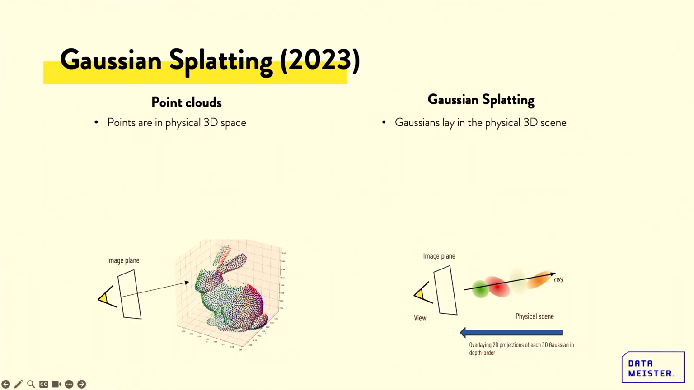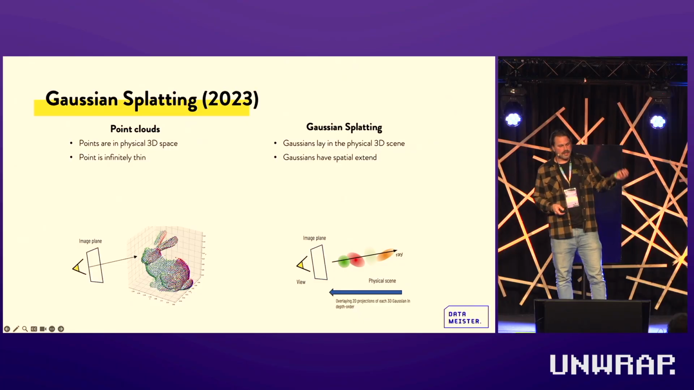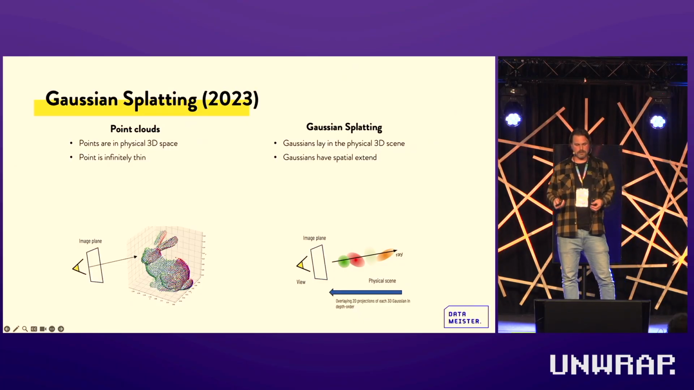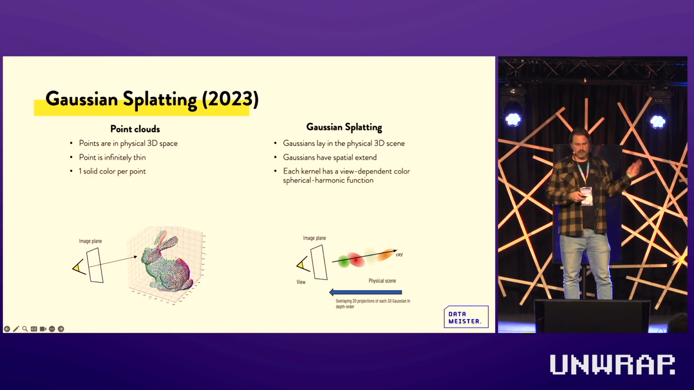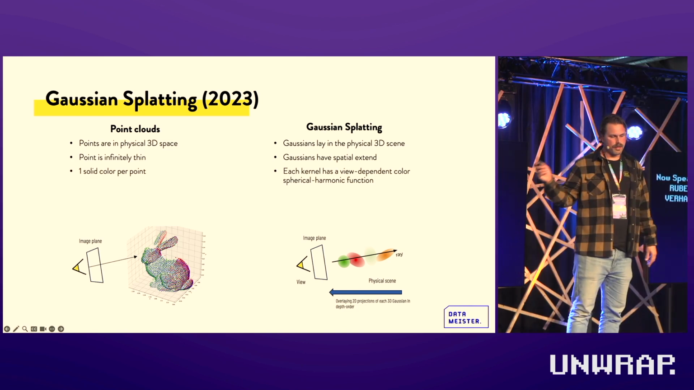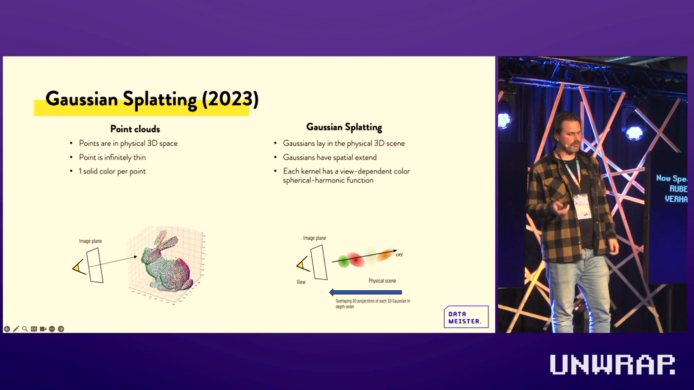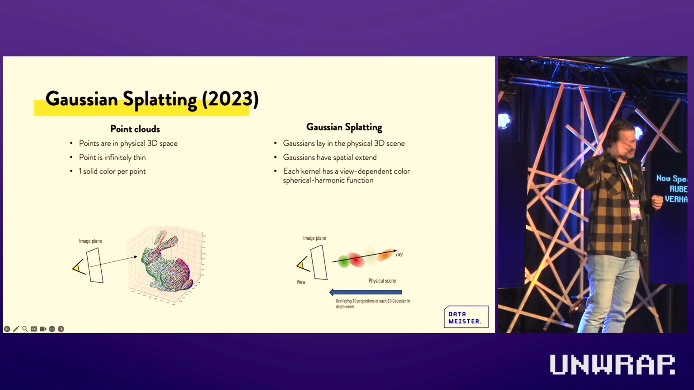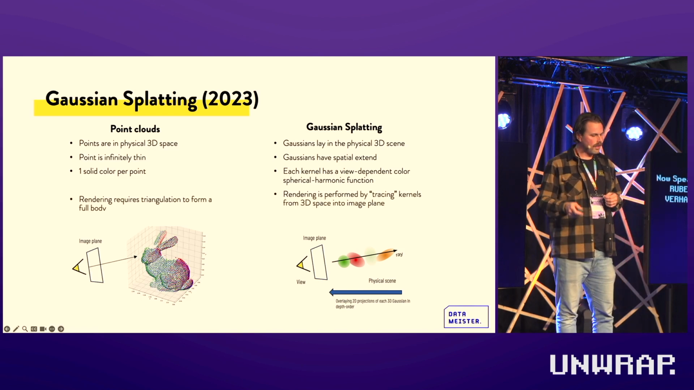Okay, so to recap, to reiterate, the difference between point clouds and Gaussian splats: the similar thing is they both live in the 3D physical space. Whereas a point is infinitely thin, Gaussians have a spatial extent. Point clouds have one solid color per point. Each Gaussian kernel or blob has a view-dependent kernel, typically nowadays with spherical harmonic functions, but I'll spare you those details.